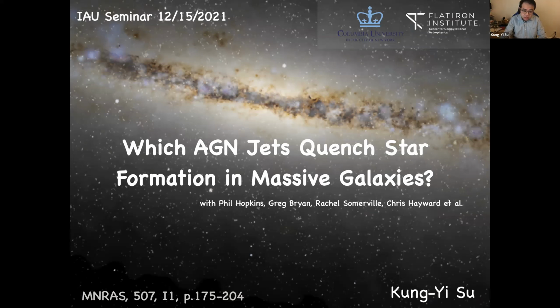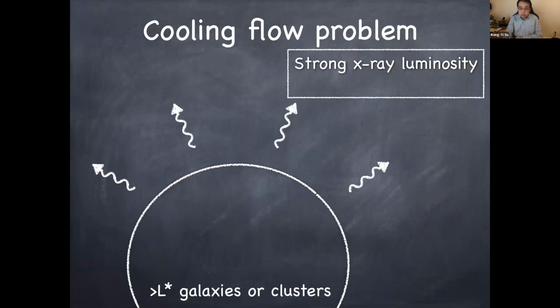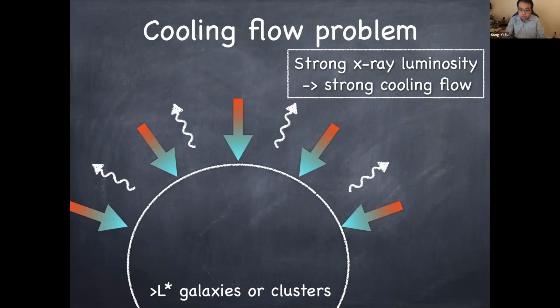Most of this talk is part of a paper we published a few months ago. First, a few words about the cooling flow problem. This is a problem for massive galaxies that we're trying to tackle with AGN jets. For galaxies much larger than L-star, in clusters, we observe strong X-ray luminosity, and this will imply a strong cooling flow.